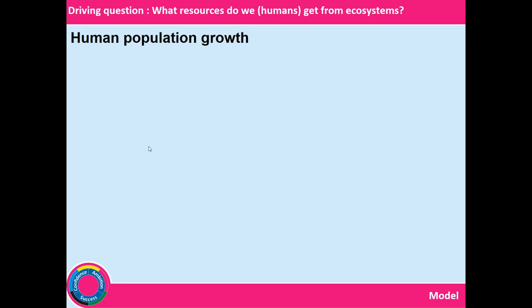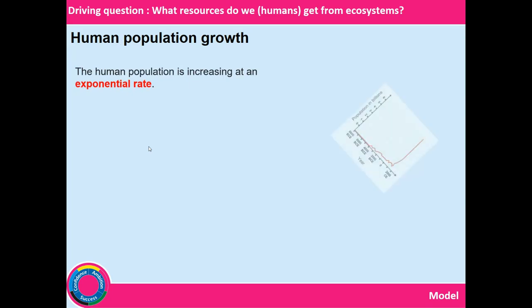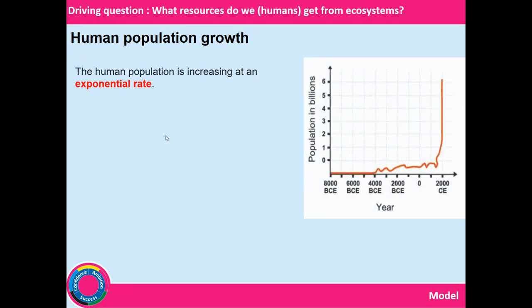The human population is growing at an exponential rate. So, what does that mean when we say we're growing at an exponential rate? If you look at the graph, you see just before the 2000 thereabouts, there is a sudden rise in the population. The shape of this graph is what is called an exponential graph. Please note that word, it is a quiz question.